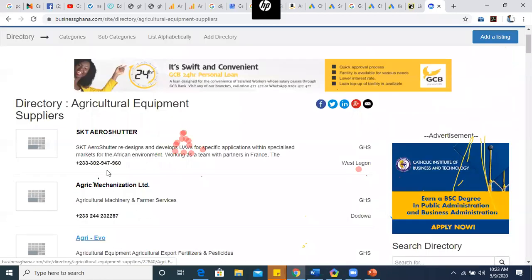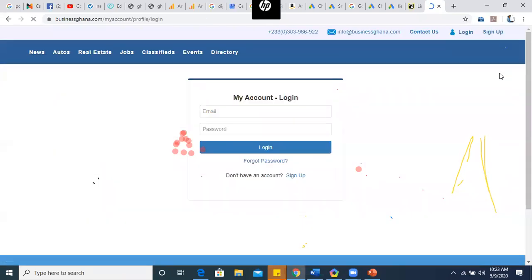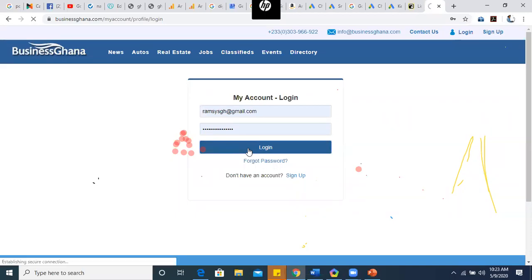This thing is free. You can just come here and add your company inside. Add your company. I add my company here. And then just say, I'm adding. Then come and log in. And when you are logged in, you can just add your company into it.